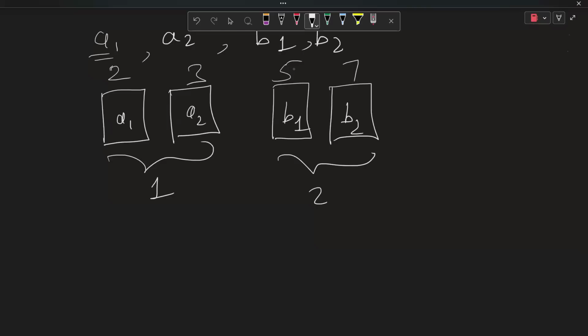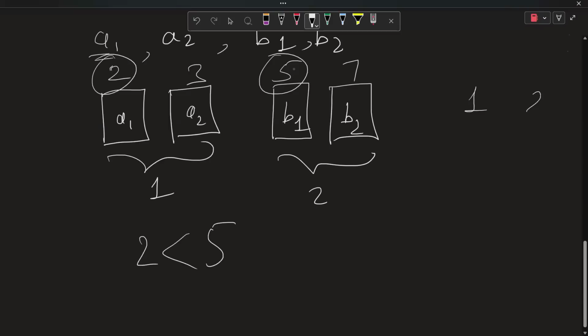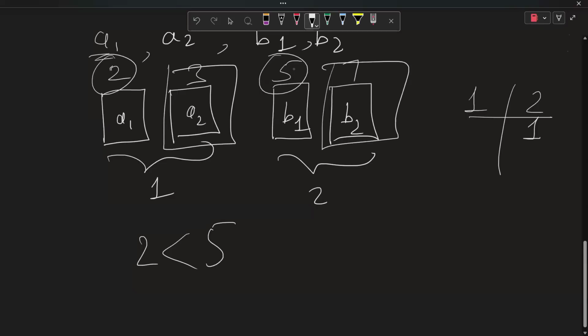So if in the first turn, player 1 chooses the first card and it turns out to be 2, and in the first turn only, player 2 chooses the first card and it turns out to be 5. We would compare, this was greater, so player 2 would receive 1 point. Okay. And in the second round, the remaining card was this A2 and the remaining card was B2.